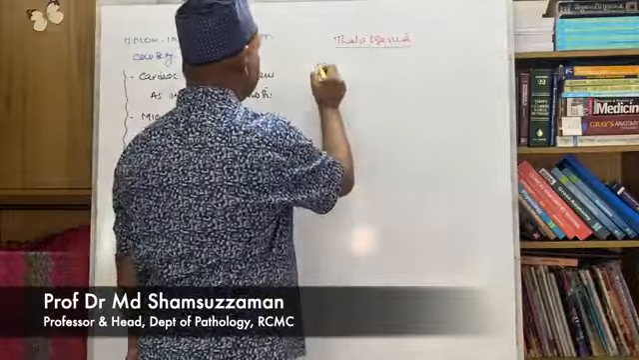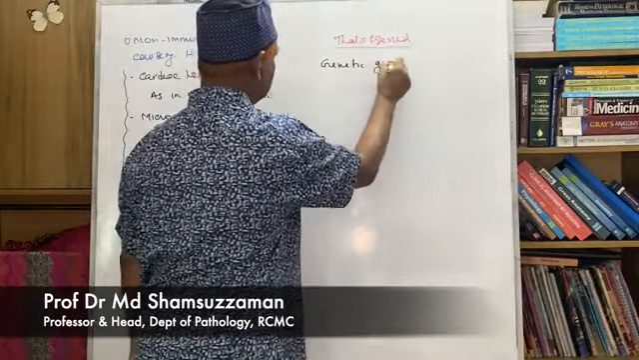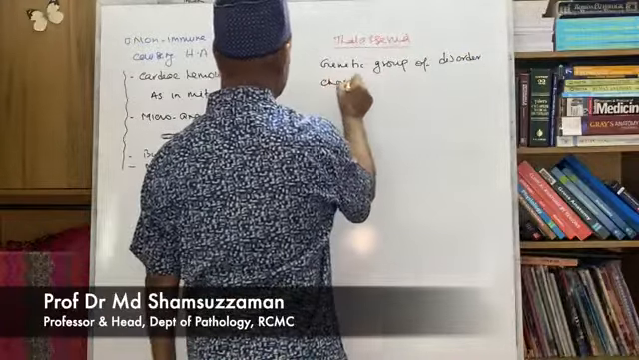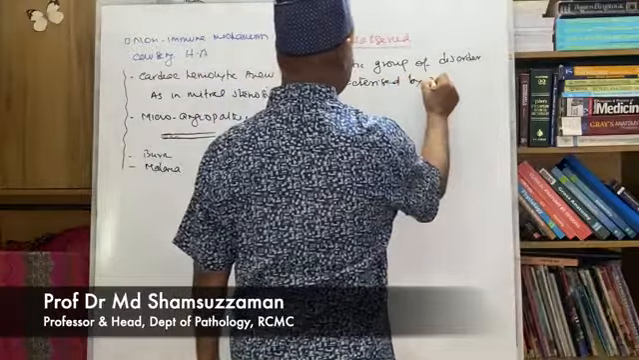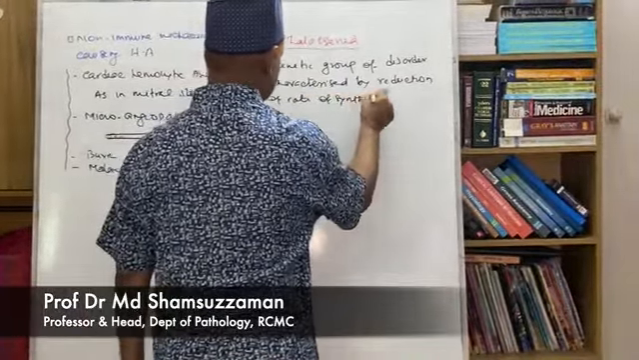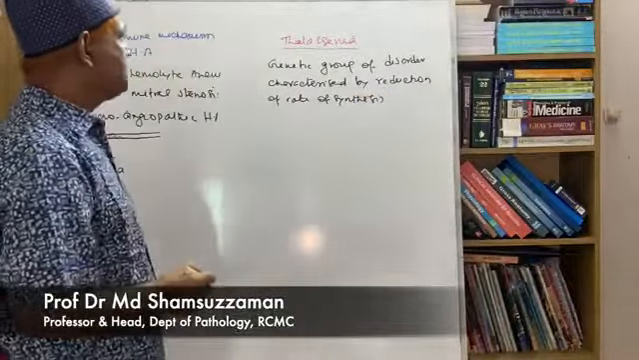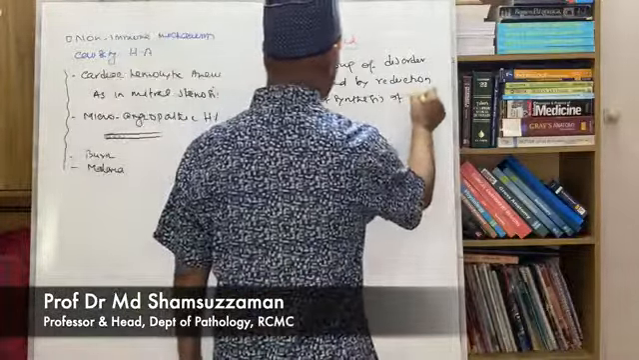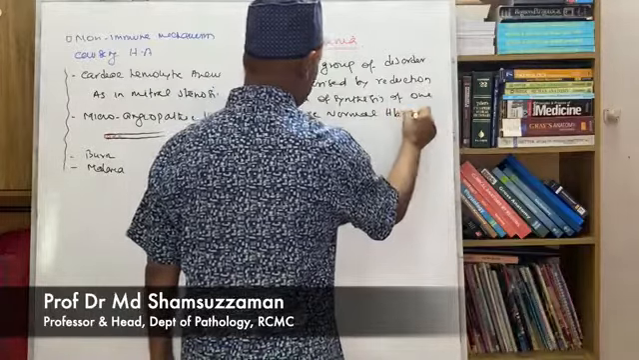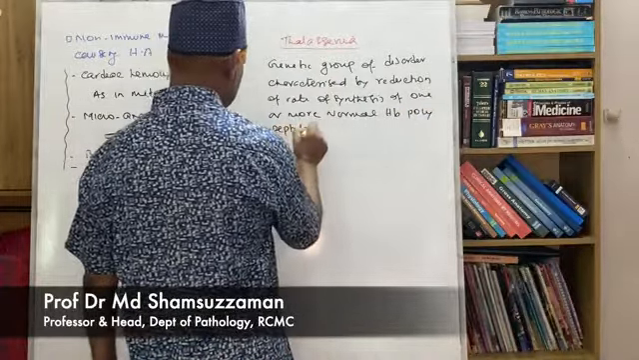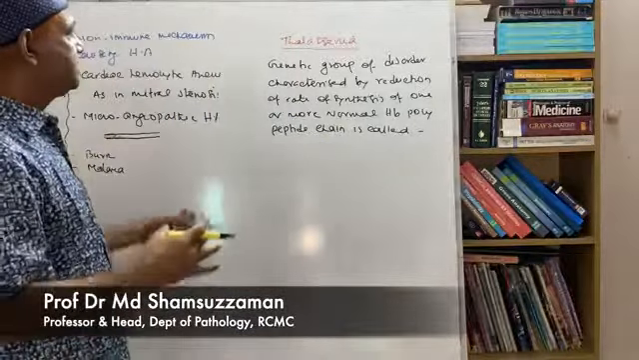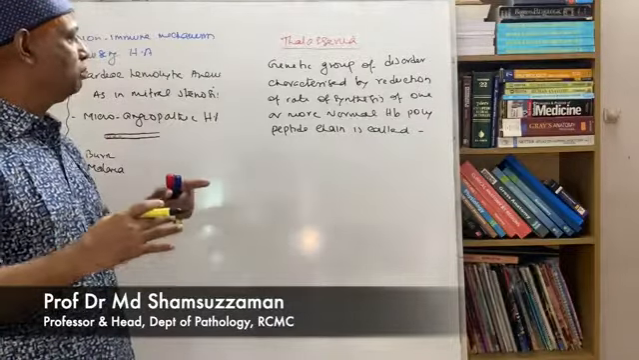Now come to how to define thalassemia. It is a genetic group of disorders characterized by reduction of rate of synthesis of one or more normal hemoglobin polypeptide chains. This is called thalassemia.